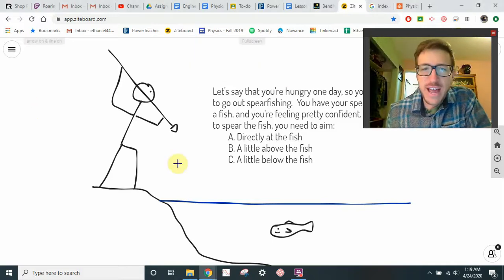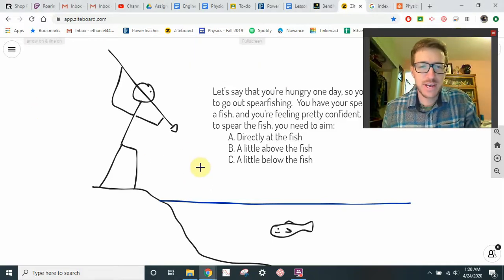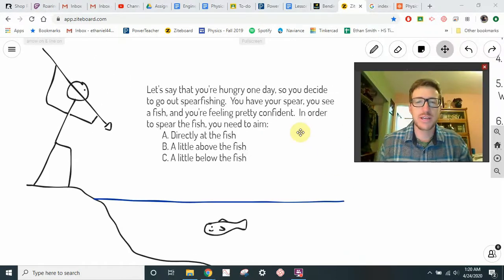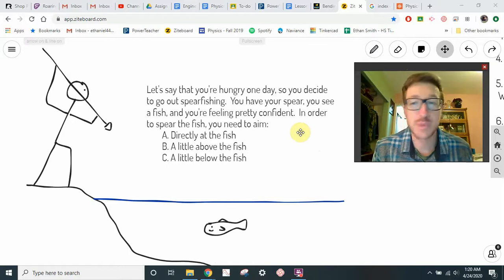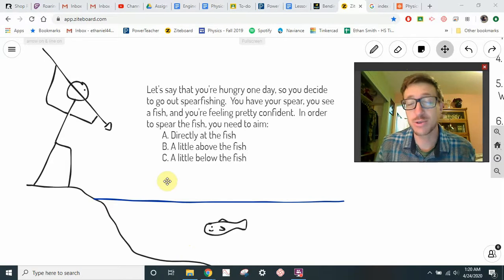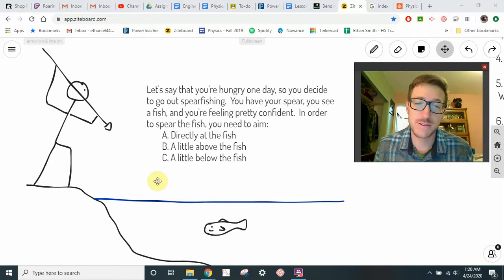Hey y'all, so when I left you guys off last time, I left you with this question. We said that you are hungry, you decided to go spearfishing, this could have been me in this example, and you're trying to spear this fish, and you've got to figure out, do you want to aim directly at the fish, a little above the fish, or a little bit below the fish?